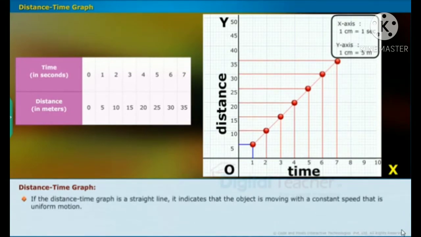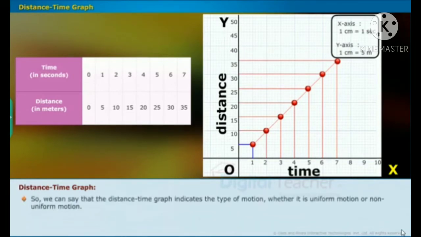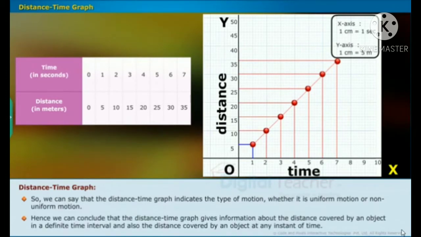If the distance-time graph is a straight line, it indicates that the object is moving with a constant speed, that is, uniform motion. However, if the speed of the object keeps changing, the graph can be of any shape, that is, non-uniform motion. So, we can say that the distance-time graph indicates the type of motion, whether it is uniform or non-uniform. Hence, we can conclude that the distance-time graph gives information about the distance covered by an object in a definite time interval, and also the distance covered by an object at any instant of time.